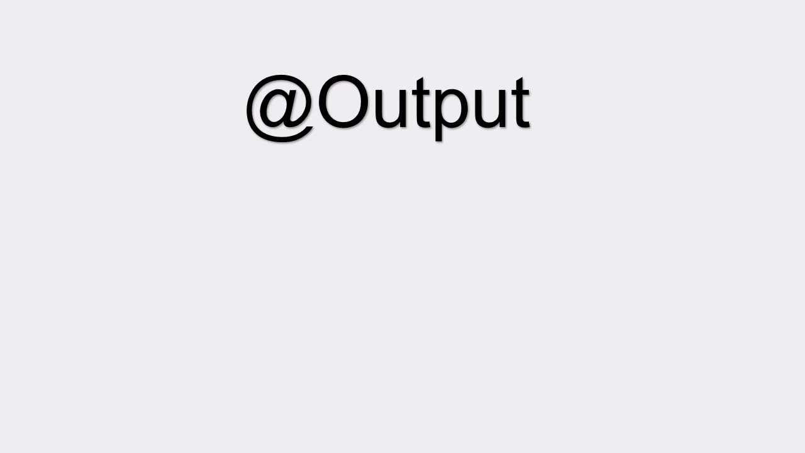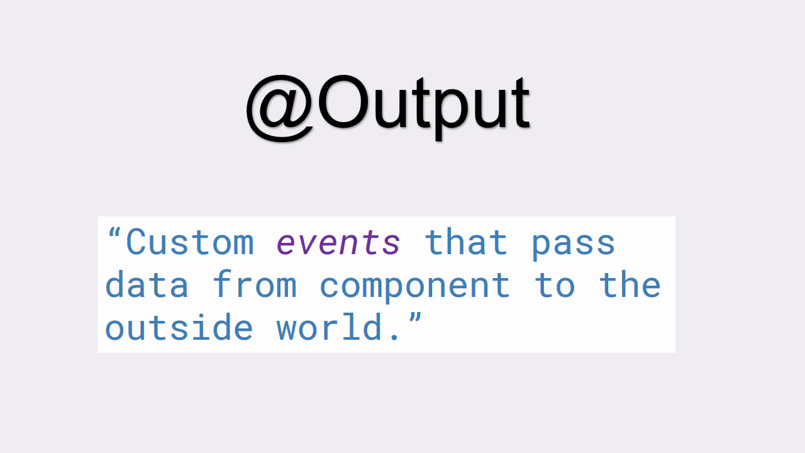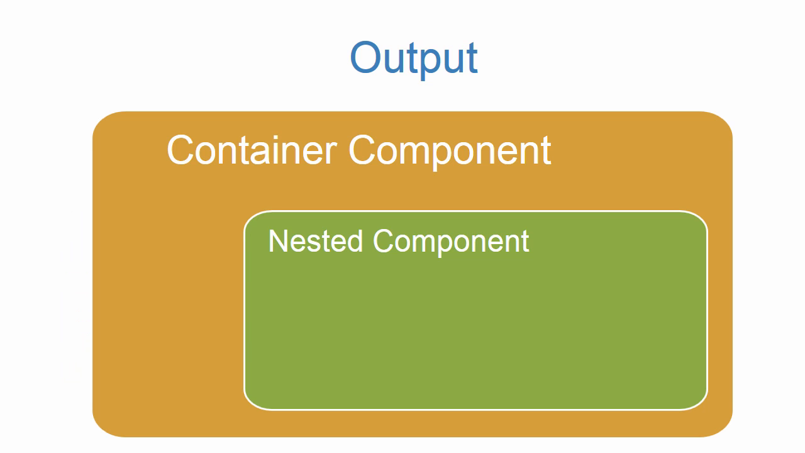Now that we've explored the concept of inputs, we're ready to move on to outputs. Outputs are used in order to create custom events that send data from your component to the outside world. There's a few steps involved in creating our output event and then using it. So what we want to do is send some information from our nested component to our parent component and then display that information in the parent component.